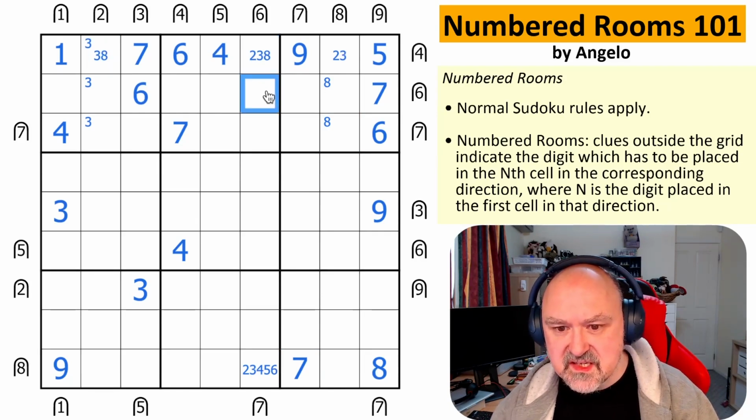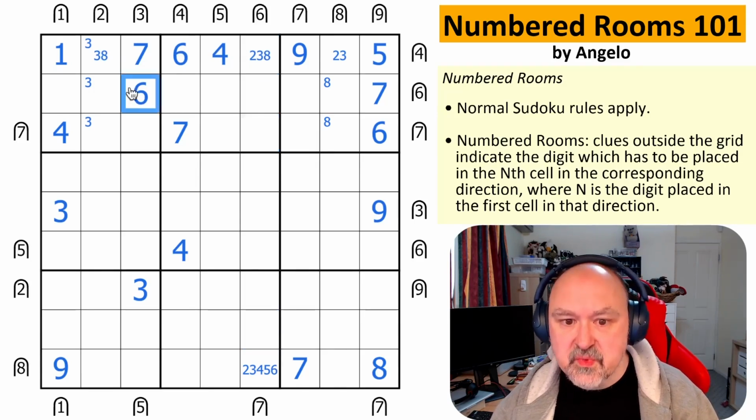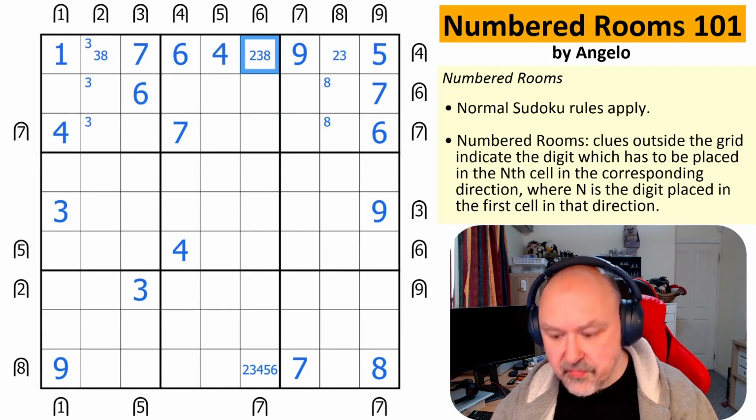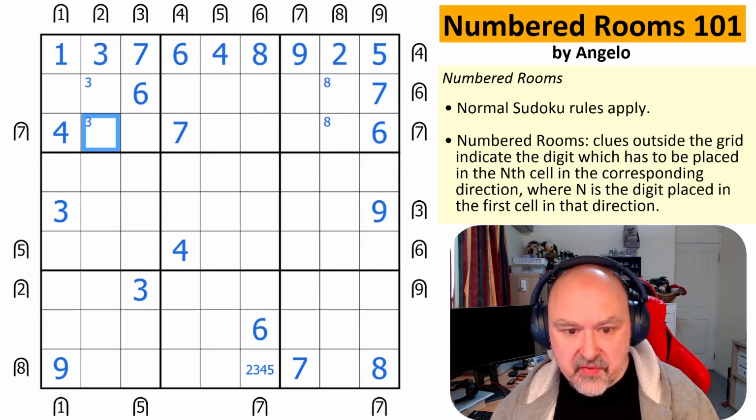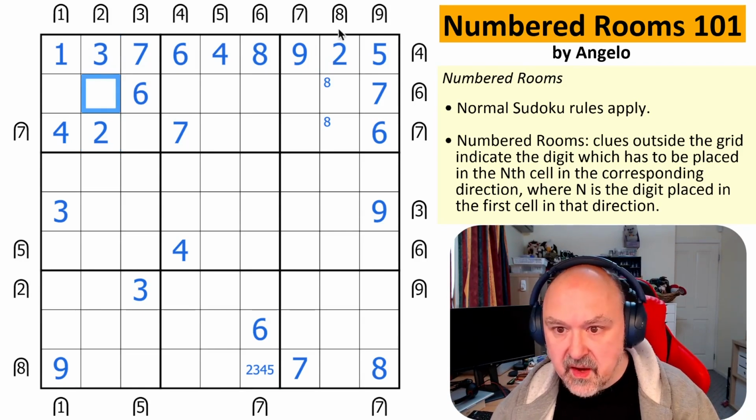Now, 6 is here, here, or here. And I can't put it in either of those because 6 sees both 2 and 3. So this is the 8. So this is the 6. This is not 6. This is now 3. This is now 2. So that is now 2. And the 2 is indexing the 8, which makes that 8.